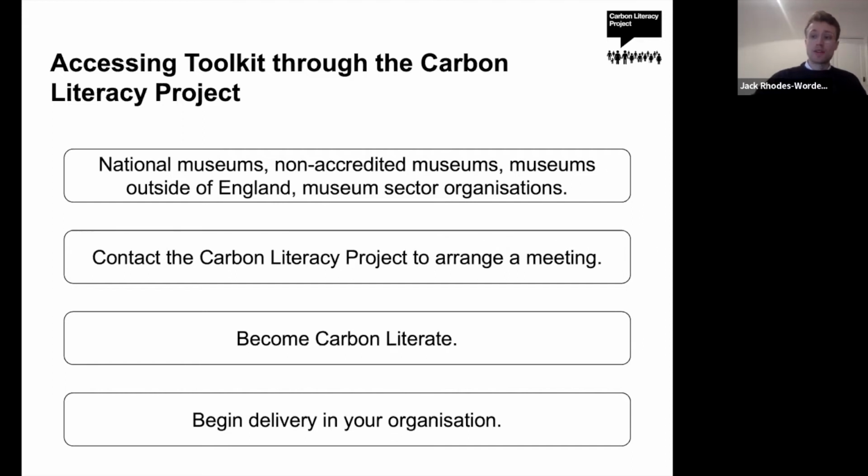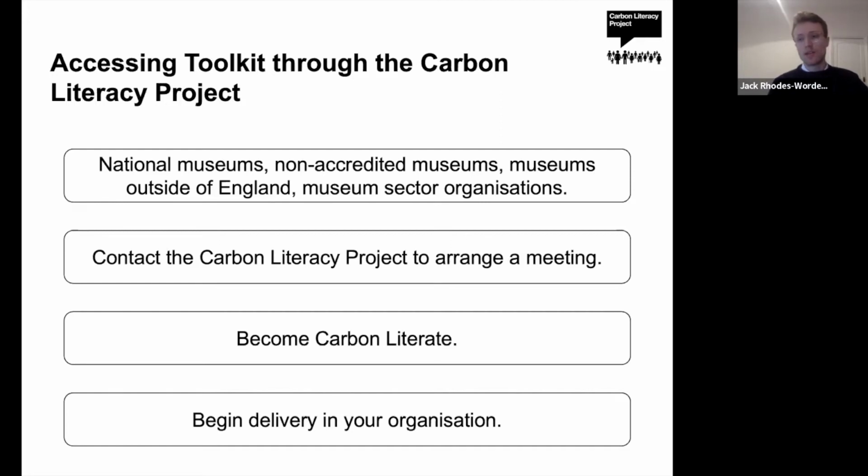So please contact the Carbon Literacy Project directly at museums@carbonliteracy.com. That email address should be in the chat as well. We can discuss next steps. If you're an organisation that's not had any contact with the Carbon Literacy Project before, we usually arrange a chat either online or on the phone so that we can understand your plans for delivery a bit better and support you on your next steps.